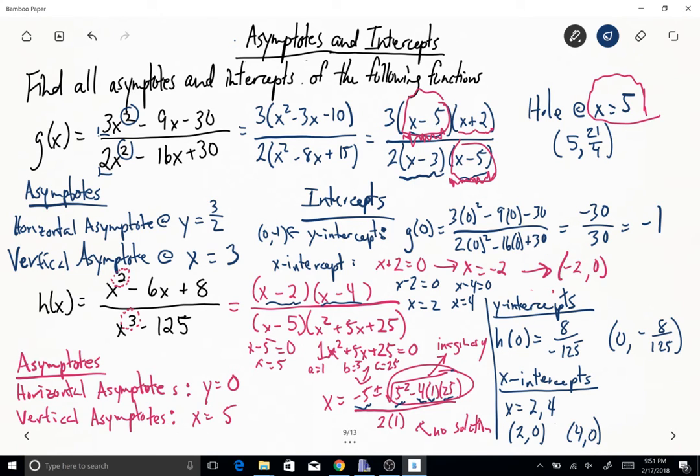So hopefully that makes sense on that part. If not, let me know. But those are the x-intercepts. Notice the best thing for us to do is factor. If we factored, good to go.